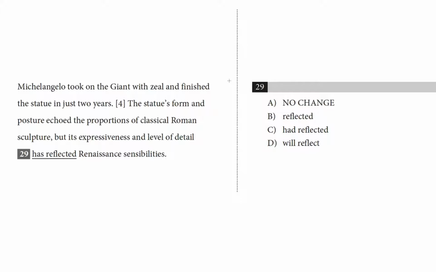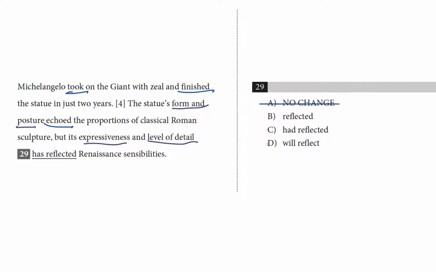One of our top tips with verb tense questions is to look closely at the tenses of the other verbs in the paragraph to see what we can learn. So in this paragraph alone, I see took, finished, echoed, right? All the other verbs in these two sentences are in the past tense. And in our target sentence, I don't see anything that would require a shift from one tense to another. The author is describing first the form and posture of the sculpture, and then the expressiveness and level of detail. Because the other verbs are all in the past tense, I feel confident that this sentence takes place in the past. And that's enough to take out choices A and D.